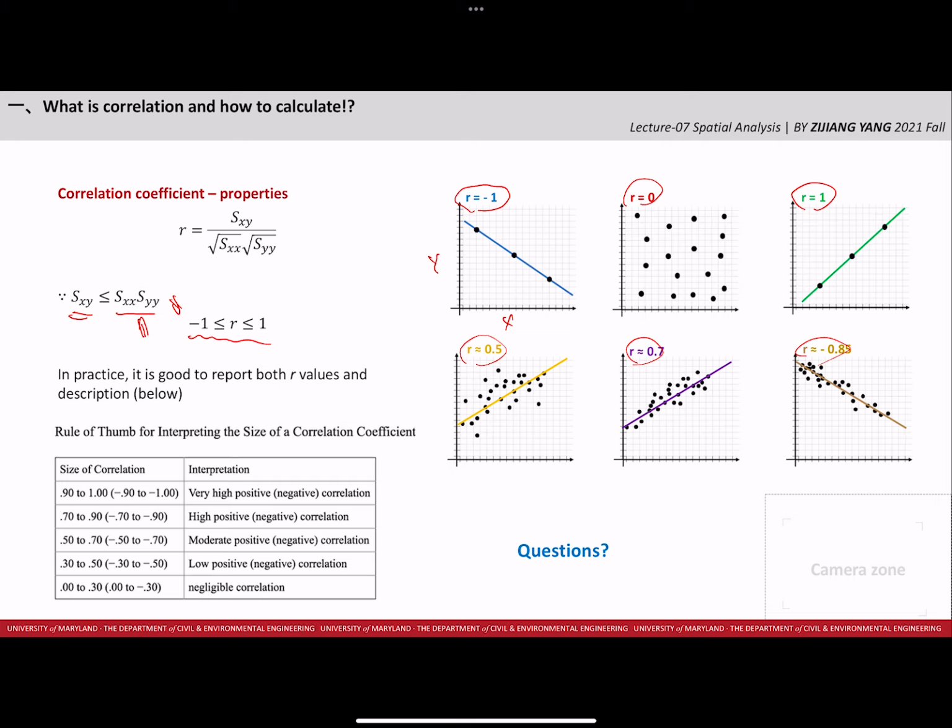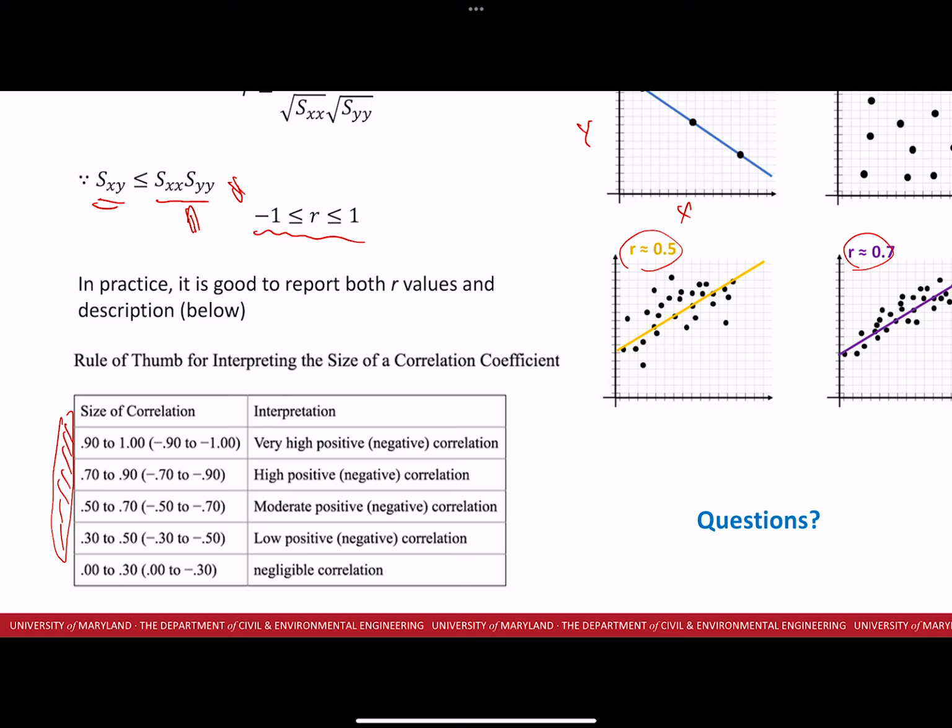In this case, sometimes we can use a descriptive statement to describe the strength of their correlation. We have some classifications, and again, this is similar to the scale of water hardness. Different people may have different classification methods, so it would be better to specify which standard you are using and keep it consistent. But in practice, it is good to report both R values and the description.